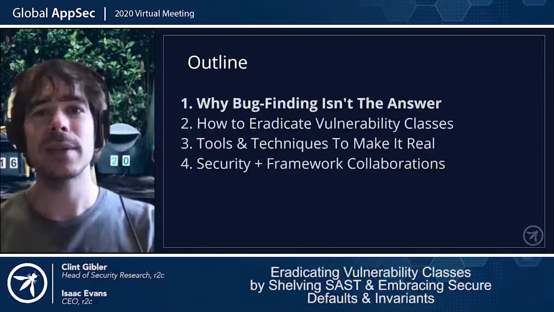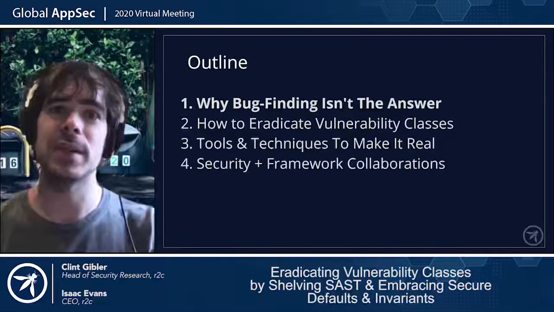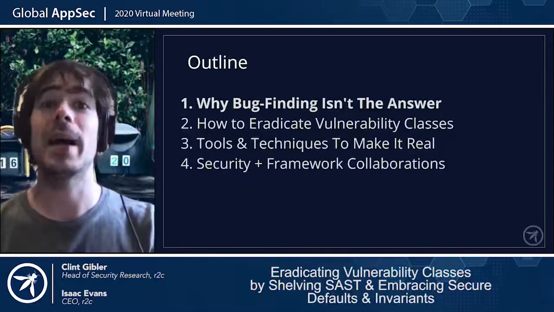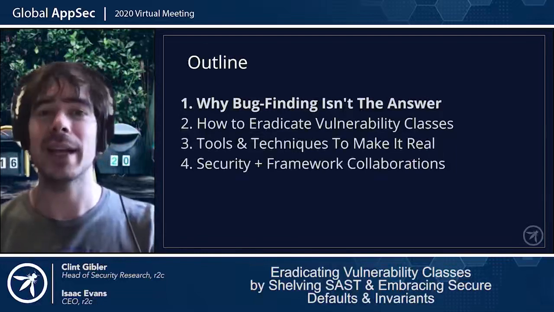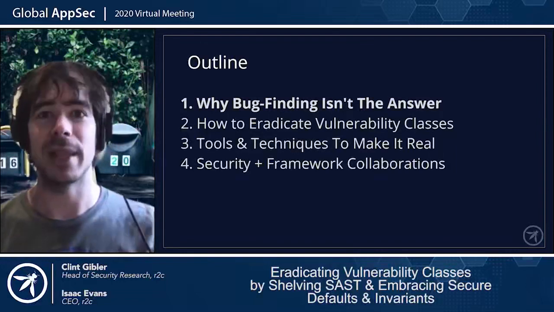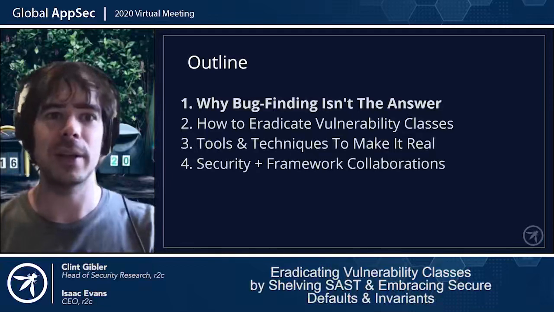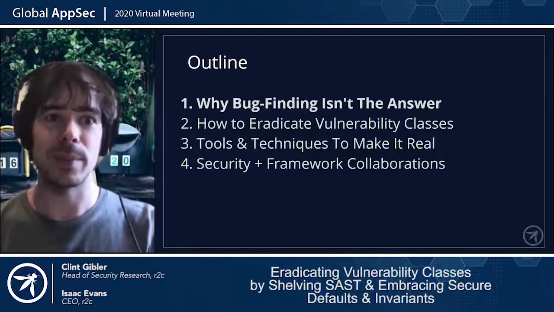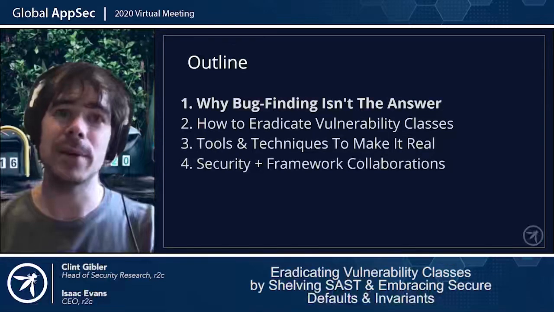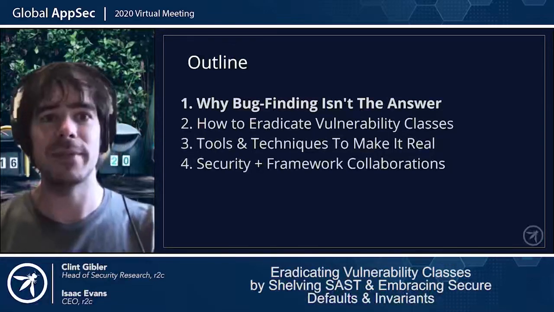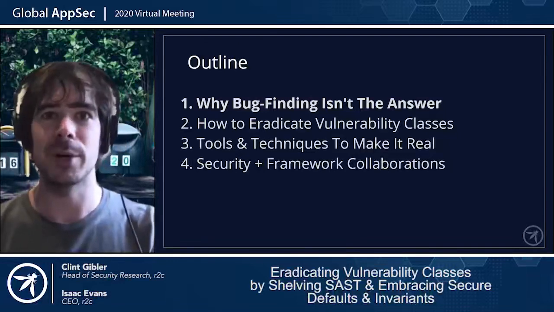All right, so here's the big picture of what this talk is about. First, we're going to give some background and motivation about why bug finding isn't the answer. Then we're going to talk about how to eradicate vulnerability classes, a high-level methodology of how to do so. And then we're going to get into the nitty-gritty in a bit more detail about how to actually do this in practice using the right tools and techniques. And then finally, we'll talk a little bit about the future of security and where we believe things are headed, and how security teams and framework creators can collaborate.